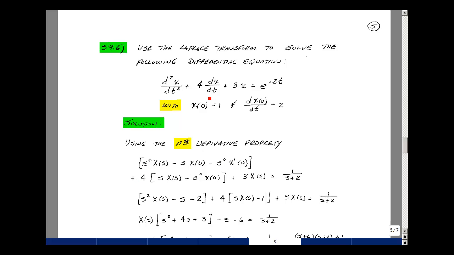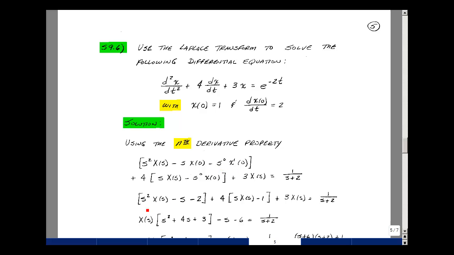And I've got 4 times only a first derivative, so again, same thing. I'm going to have s times x of s, and then minus s to the 0, and then x of 0. Now s to the 0 is equal to 1. And then lastly, I've got 3x, which would just be 3x of s, and then the Laplace transform of the right-hand side of the equation is just 1 over s plus 2. The initial condition was equal to 1, so 1 times s, and then the derivative was equal to 2, and again, s to the 0 is equal to 1.